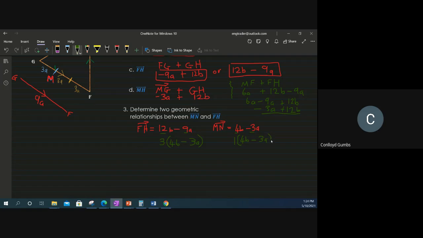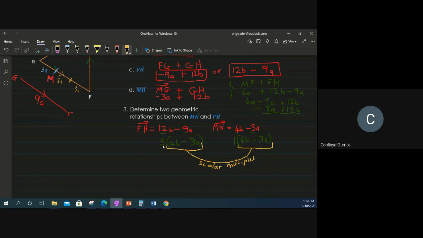Now, if you look at these two vectors, you would realize that this 4b minus 3a is the same as 4b minus 3a. Two of these are the same. So because these are the same, we know that they are scalar multiples. So if they're scalar multiples, now I could test for two things: what size they are of each other, and then the collinear or parallel aspect of it.